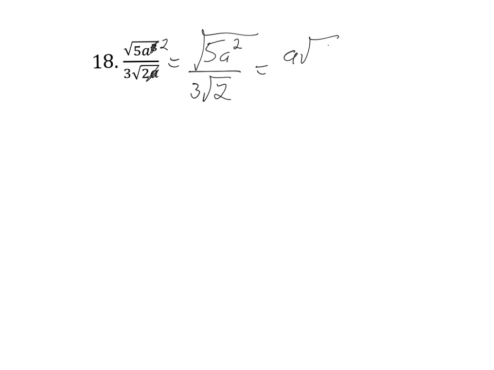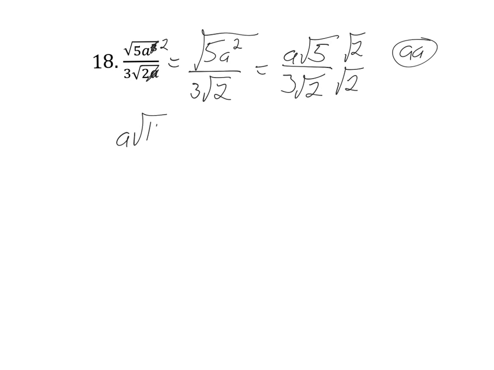on the outside, radical 5, because if you think about it, I have a pair, so that means they're circled, over 3 radical 2. Can't have a radical on the bottom, so we have radical 2 over radical 2. So we have a radical 10 over 3 times 2. So finally, finishing up our simplifying, we have a radical 10 over 6. That is my final answer.